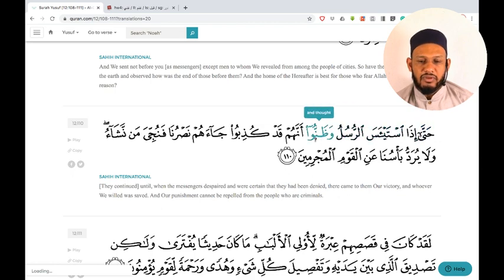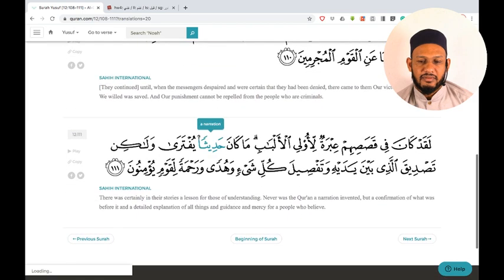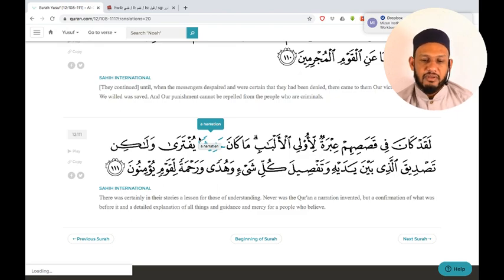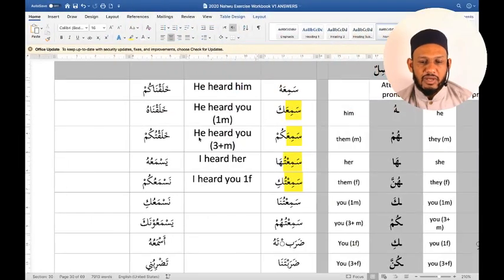Next one here. وظنوا أنهم. Whom means them. جاءهم. Whom means them. And so on. You'll find them almost in every single ayah. You're going to find attached pronouns all the time. In most ayah you're going to find attached pronouns. So look out for them.